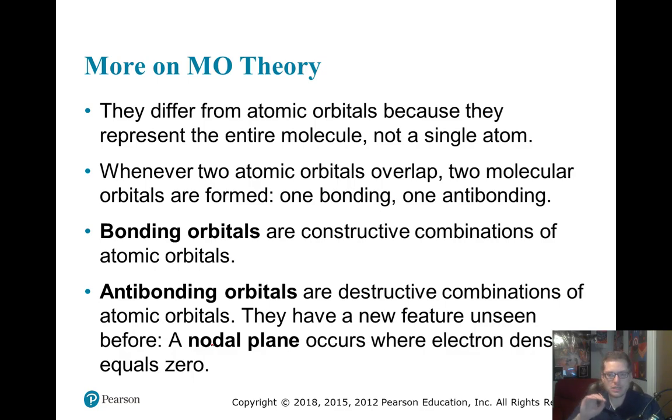The big reason is that molecular orbitals are the orbitals for the entire molecule. So it represents where all the electrons might be for the entire molecule, as opposed to an atomic orbital, which would only show you where those electrons are for that specific atom if that atom was existing in space by itself.